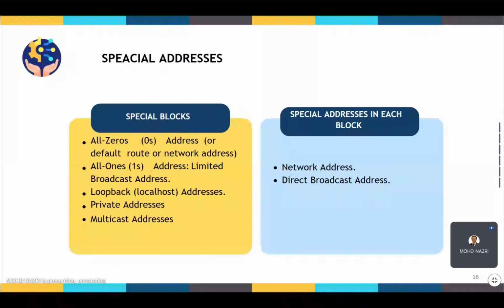So what does it mean? If you have 8 bits in binary, when you say 1 1 1 1 1 1 1 1 and convert it, it becomes 255. So this is what we call the broadcast address. Then loopback address or local addresses. Private addresses I will explain after this slide. And multicast addresses, which is class D.